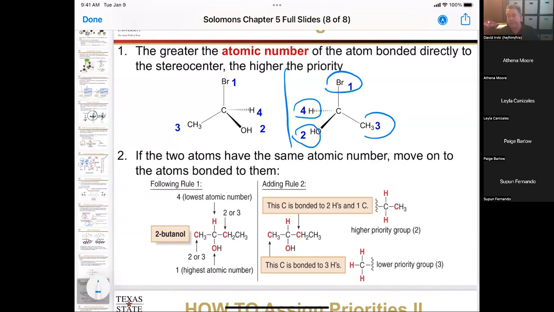Resume recording. All right. So what if you have something that has the same Z number? Well, then you have to keep going out further and further. So in the case of this one, carbon has the same Z number as carbon, but we're going to look out further from this chiral center, which is the middle one here, and say this carbon has another carbon attached to it, and this carbon only has 3 hydrogens. Therefore, it's lower priority because the other group has a carbon attached to it. Okay, so that being said, that's our second rule. So we keep going out further and further and further until you find a difference.